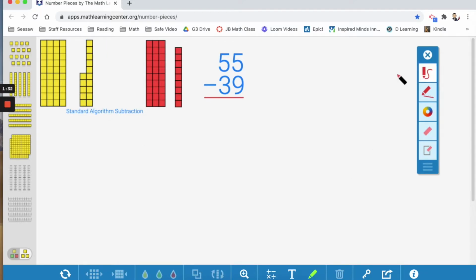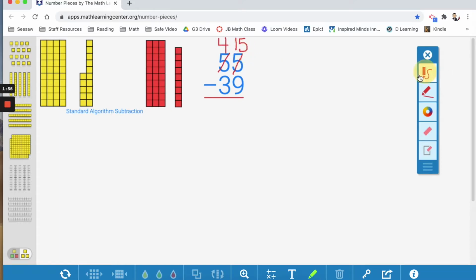And this is how it looks as we write it out on our notebook paper. We're going to cross out the 5 because we no longer have 5 10s. We actually have 4 10s in yellow. And I'm going to write that 4 just above the 5. And now we no longer have actually 5 1s, we have 15. So I'm going to cross out the 5 and I'm going to write the 15 above.